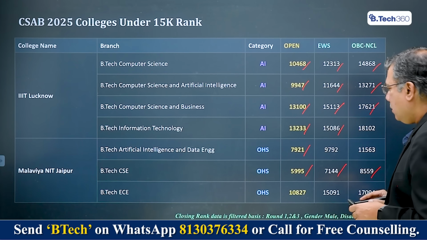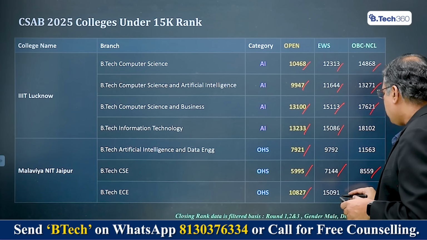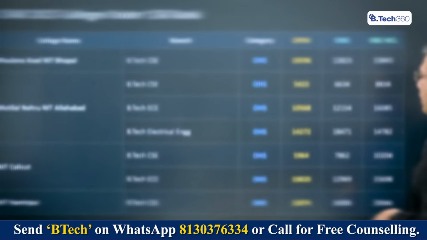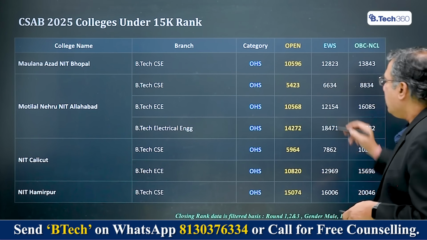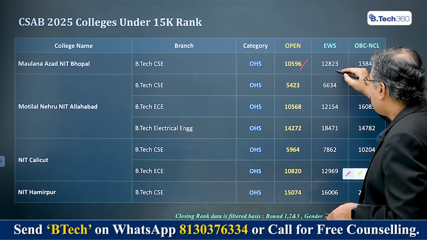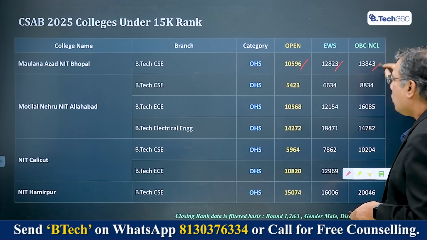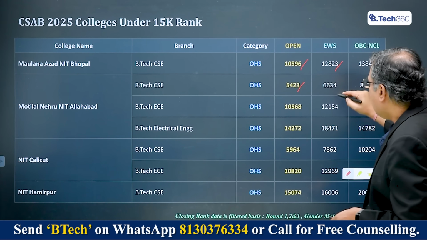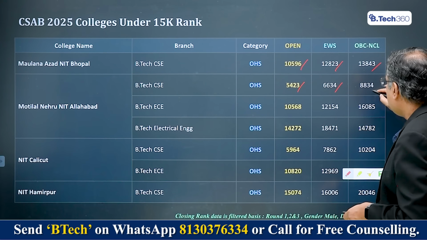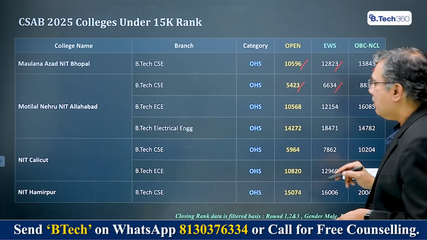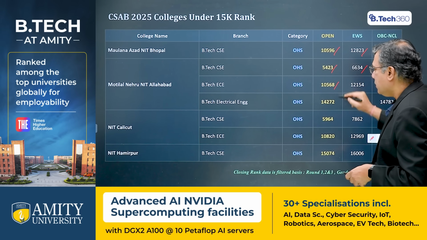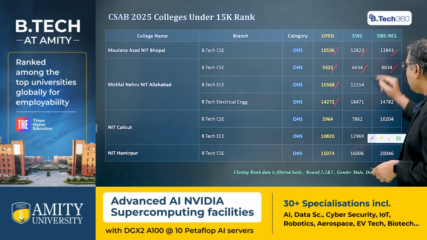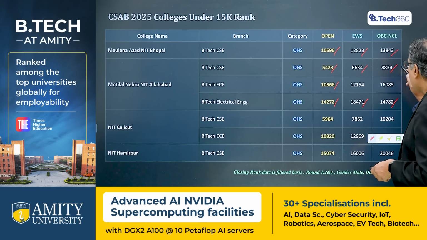Then MNIT Jaipur again, BTech ECE 10,827, 15,091 for EWS, OBC-NCL is 17,094. MNIT Bhopal, BTech CSE 10,596 for open category, EWS is 12,823, OBC-NCL is 13,843. MNNIT Allahabad, BTech CSE is 5,423, 6,634 for EWS, OBC-NCL is 8,834. MNNIT Allahabad again, BTech ECE is 10,568, BTech Electrical Engineering is 14,272. And again, EWS is 18,471, 14,782 for OBC-NCL.